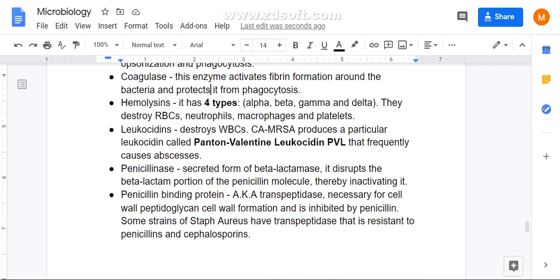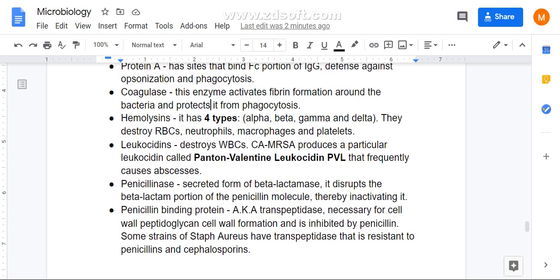Penicillinase is a secreted form of beta-lactamase. It disrupts the beta-lactam portion of the penicillin molecule, thereby inactivating it. This is how it's not susceptible to penicillin attack. With the penicillinase, it also has the transpeptidase that it needs to build the peptidoglycan cell wall, right? The transpeptidase is inhibited by penicillin, and some strains of Staph aureus have transpeptidase that is resistant to penicillins and cephalosporins. So you can already see how Staph has more defense mechanisms than strep pyogenes, right?